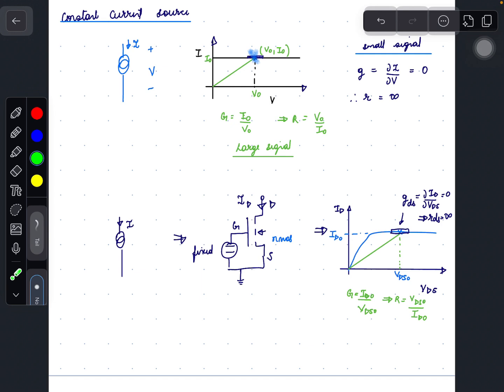A constant current source can be generated by using an NMOS device whose gate to source voltage is fixed. So when we fix the gate to source voltage and when we operate the NMOS device in saturation region, it acts like a constant current source as seen here. So the current is constant when operated in the saturation region and when VGS is fixed.